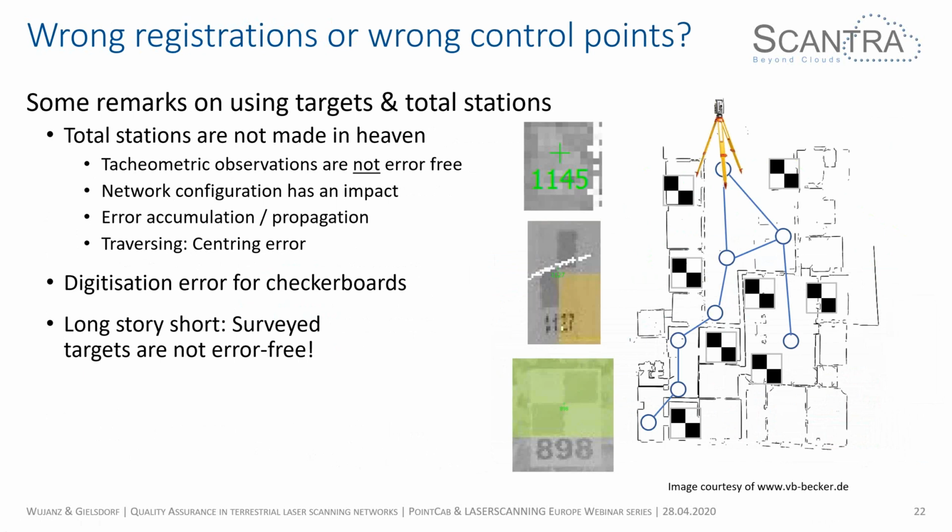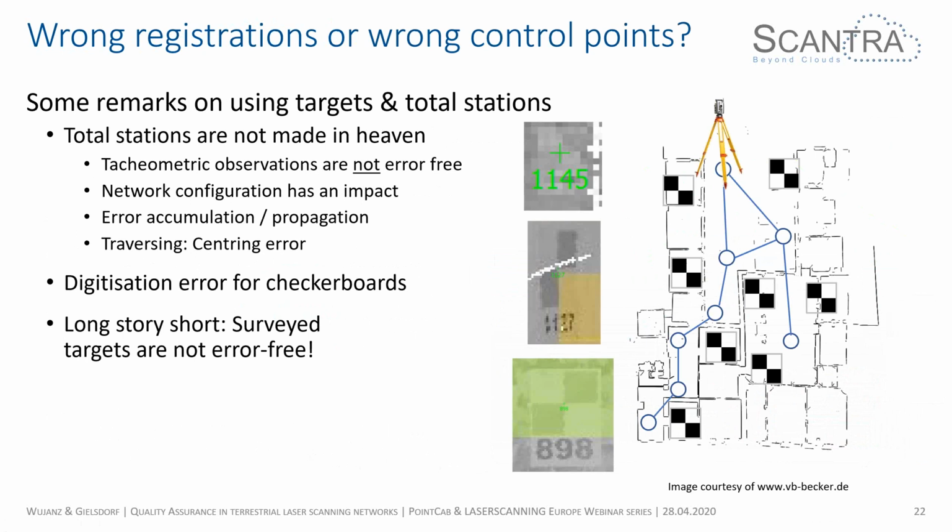So that brings me to the very first practical example, and this is actually, again, as I told you earlier, taken from the laser scanning forum, and there was one question: wrong registrations or wrong control points. First of all, some remarks, and this is quite interesting. Of course, I'm not trying to bash total stations. Well, first of all, I'm a surveyor. This is my tool, but nevertheless, it's very important to point out that total stations are not made in heaven.